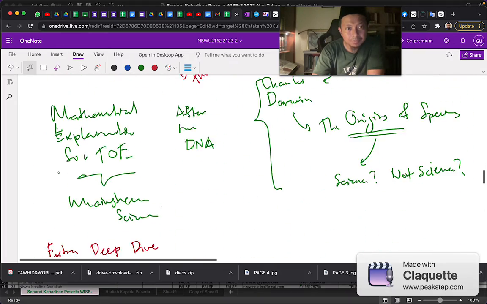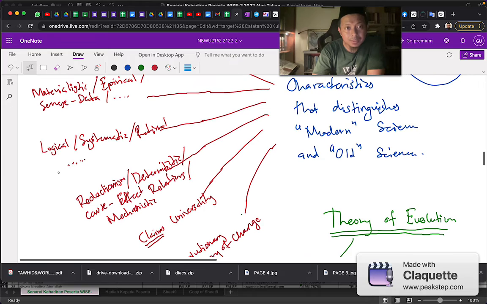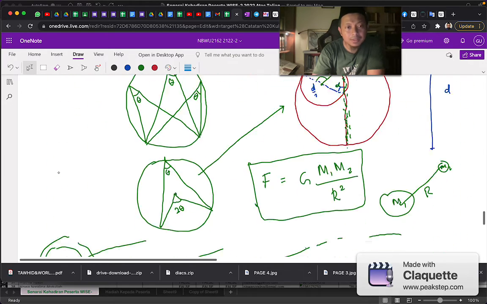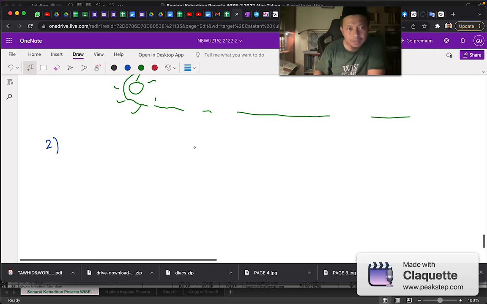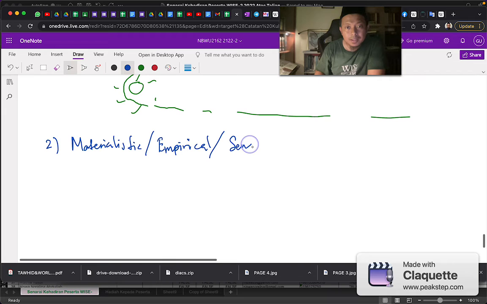We're going to jump to the second characteristic: materialistic, empirical, and sense data. It has to be that one of the fundamental characteristics of modern science is that it's materialistic, empirical. These are all more or less the same; the difference is very small. Sense data, sense meaning our senses: sight, hearing, touch, smell, and taste. Sensory data based.